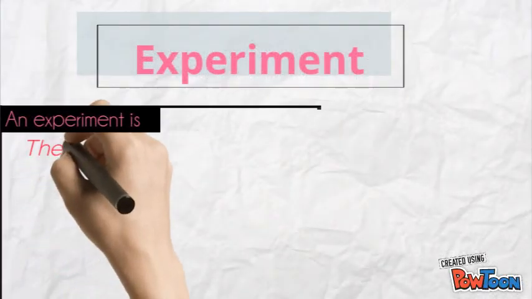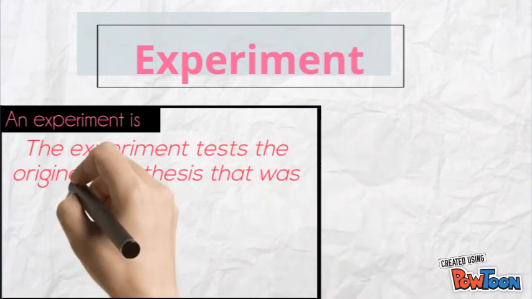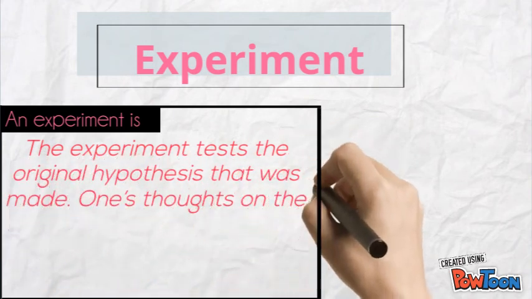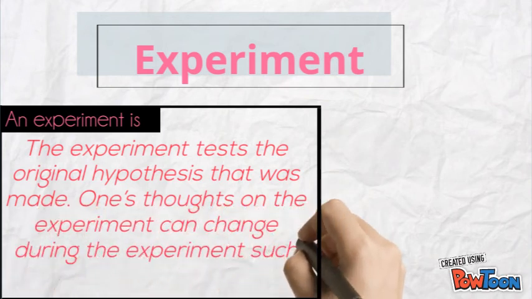The experiment tests the original hypothesis that was made. One's thoughts on the experiment can change during the experiment because of the hypothesis. To measure in an experiment, one has to use the SI system, different units.